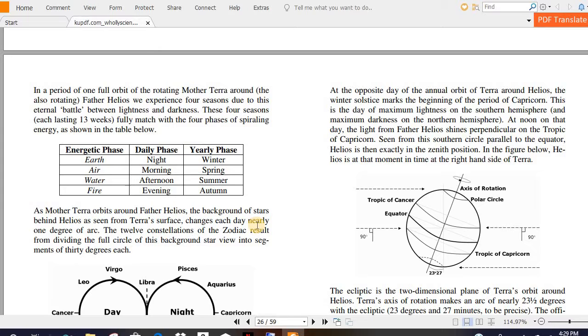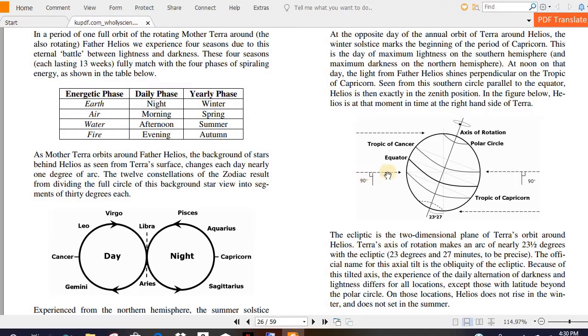This is the day of maximum lightness on the southern hemisphere and maximum darkness on the northern hemisphere. At noon on that day, the light from Father Helios shines perpendicular on the Tropic of Capricorn. Seen from the southern circle parallel to the equator, Helios is then exactly in the zenith position. In the figure below, Helios is at the moment in time at the right-hand side of Terra. See, Cancer is on the left, Capricorn is on the right, across the equator.